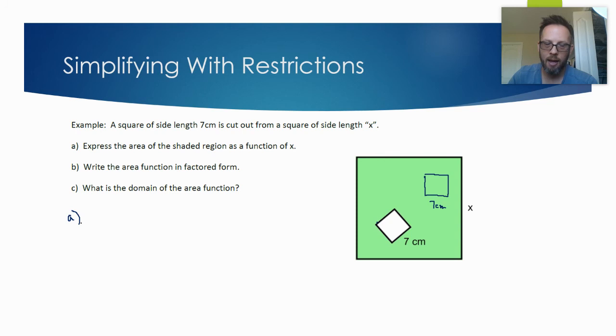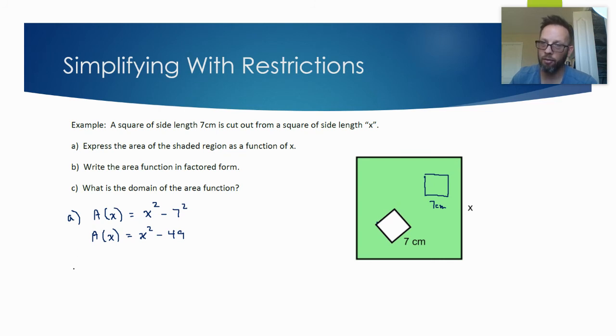Let's do A. A is kind of like an exercise from your grade 9 math course, actually, an expression for the area of this function, because the area of the shaded region is like we just have a bigger square and we're subtracting a cutout of a smaller square. The area of the big square is x by x, or x squared, and the area of the small guy is 7 by 7, or 7 squared. So a function representing the shaded region is just x squared minus 49.